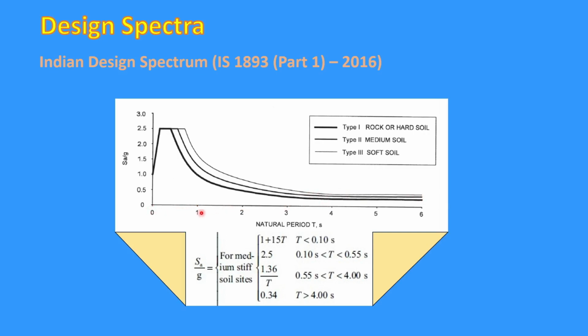On the horizontal axis we have the time periods, and on the vertical axis we have the acceleration ratio, the ratio of the spectral acceleration to the acceleration due to gravity, SA by g. So how do we use it? We take the time period of any structure, either through dynamic analysis or the approximate formula given in the code, and from the time period we go to the corresponding type of soil, the corresponding curve, and come horizontally left and get the SA by g ratio. From that you can get the base shear.